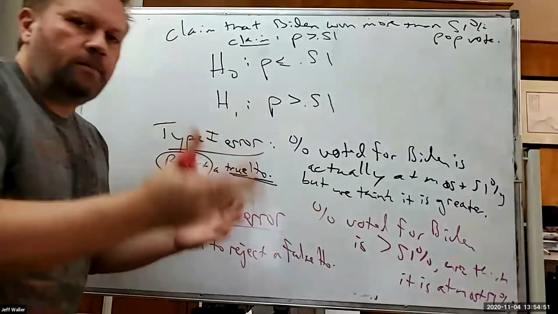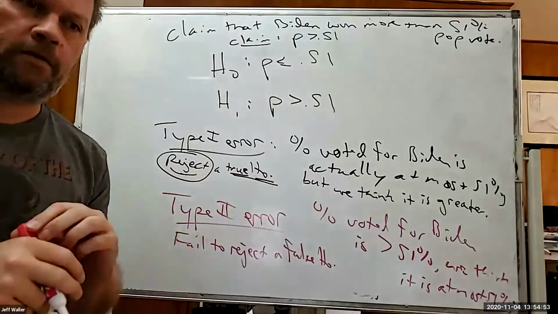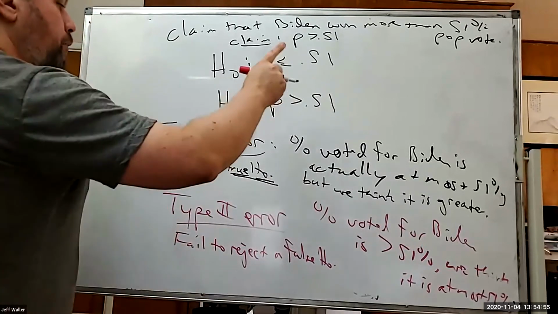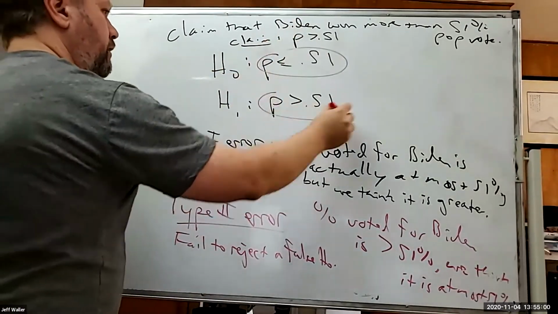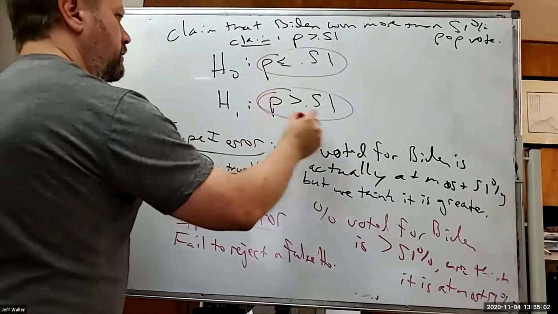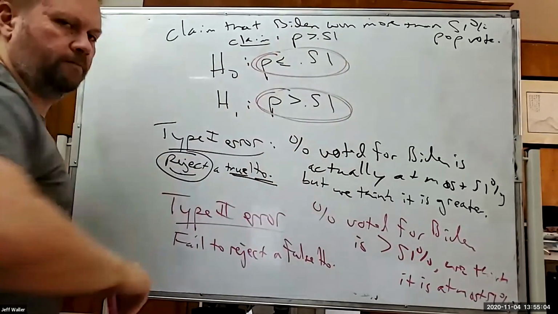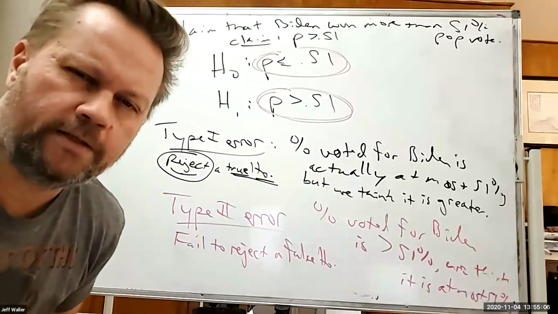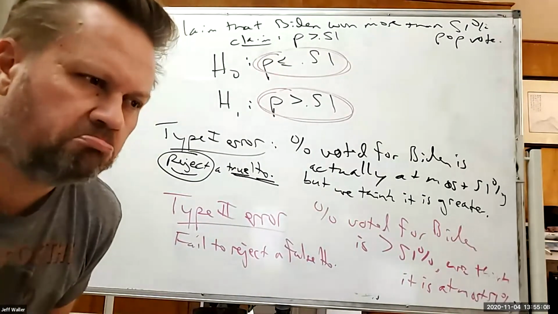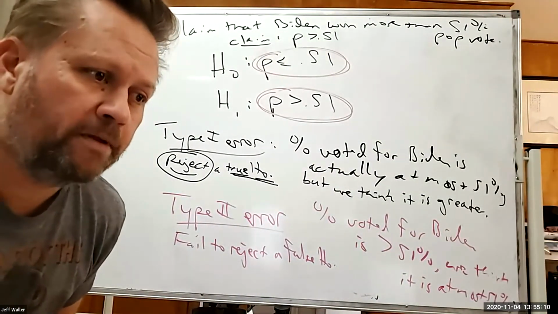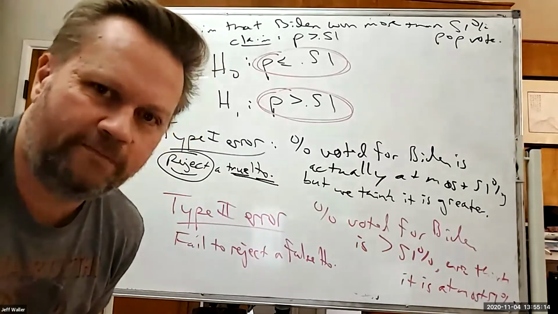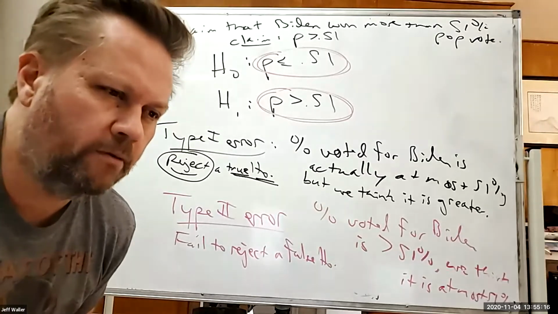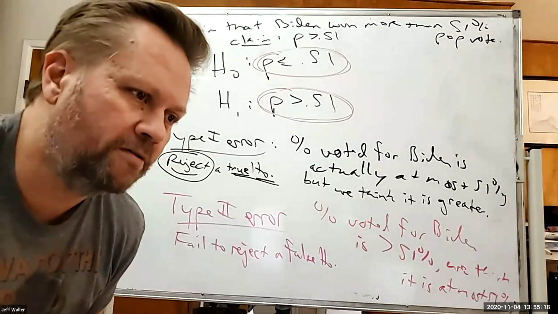So either a type 1 error would be, this is the reality, but we think this. And a type 2 error would be, this is the reality, but we think this. Do you guys get that? There's only two things that can happen. So when would I make a mistake? When I pick the wrong thing. When I support or fail to reject the wrong statement.